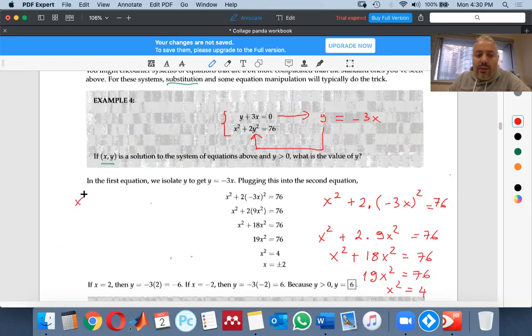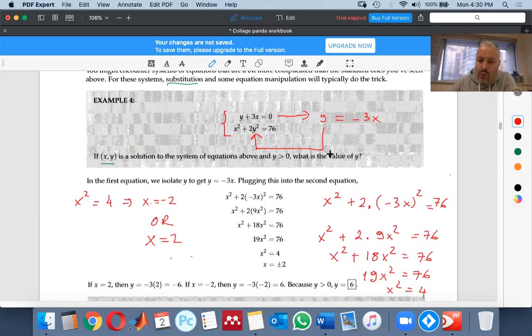Now, x squared is equal to 4 means x is equal to negative 2 or x is equal to positive 2. Till here, do you have a question? No. And then what is my question? Find y. So what is y? Negative 3x. So negative 3 times 2, which is negative 6, or negative 3 times negative 2, which is positive 6.